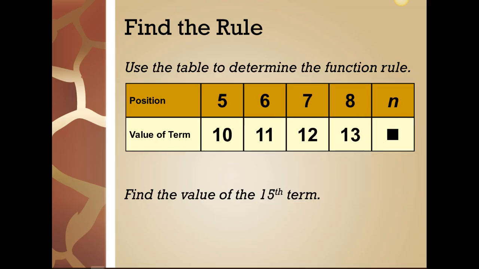Let's find the rule for this table and find the value of the 15th term. So to get from 5 to 10, we're either going to multiply times 2 or add 5. To get from 6 to 11, we don't multiply by 2, but we do add 5. To get from 7 to 12, we will add 5, and from 8 to 13, we will add 5. So our rule is going to be the number plus 5.